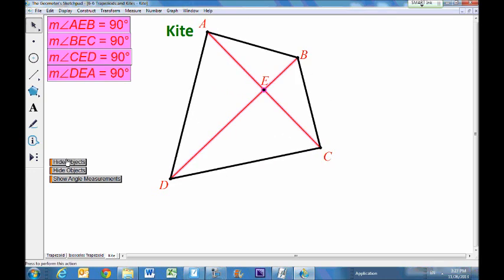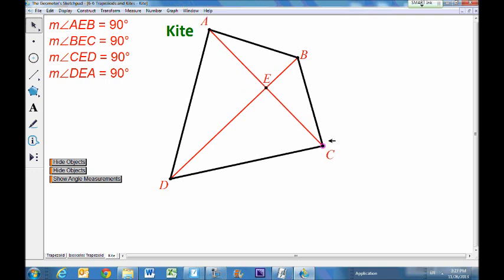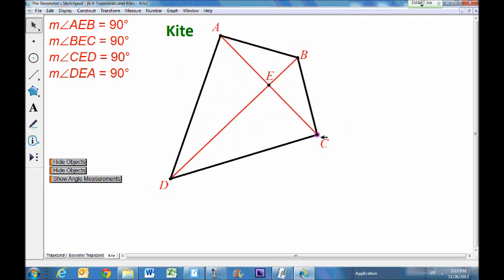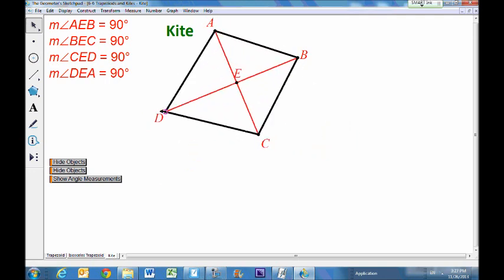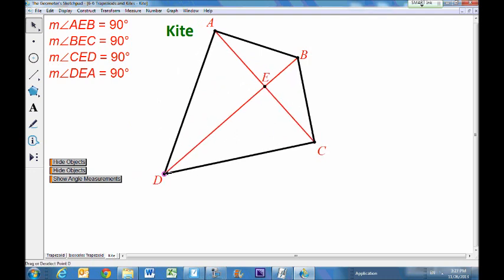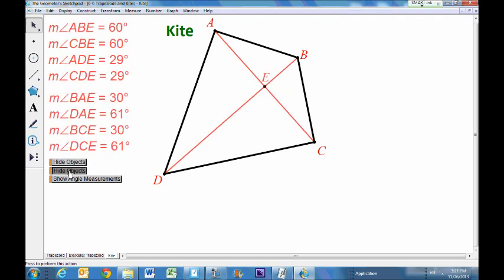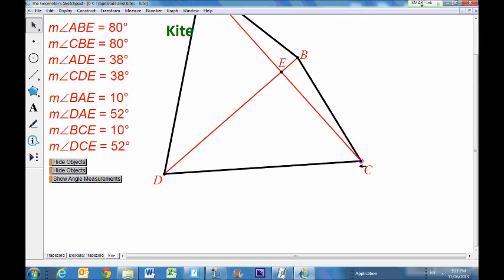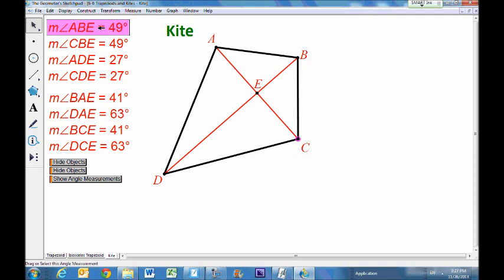Okay, and here are the diagonals. And one thing to note about the diagonals is that they're always perpendicular. If you've ever seen a kite that you'll fly up in the sky, the sticks that are used are perpendicular. Let me also show some angles in here. Now there's lots of numbers changing, but notice that these are the same, and these are the same.